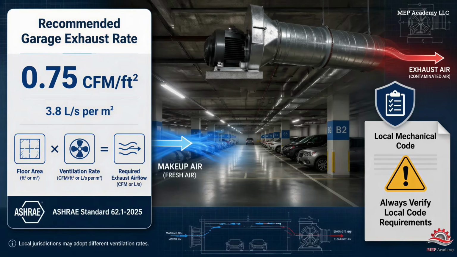Code requirements. According to ASHRAE Standard 62.1/2025, the recommended garage exhaust rate is 0.75 CFM per square foot, or 3.8 liters per second per square meter. Always verify the requirements adopted by your local jurisdiction, as ventilation rates have changed over the years.